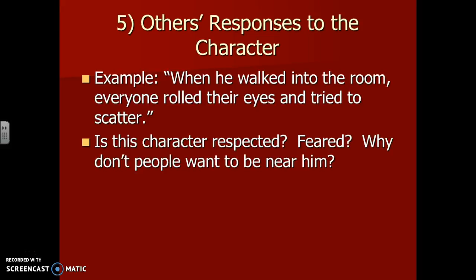Okay, so that's indirect versus direct, or showing versus telling. Direct is showing, indirect is telling.